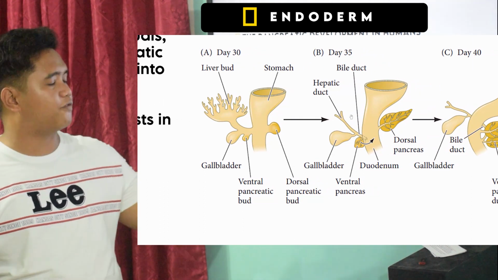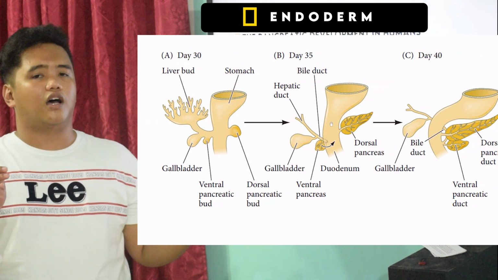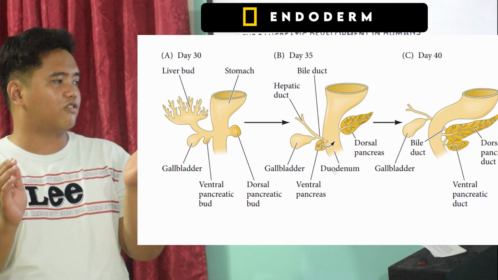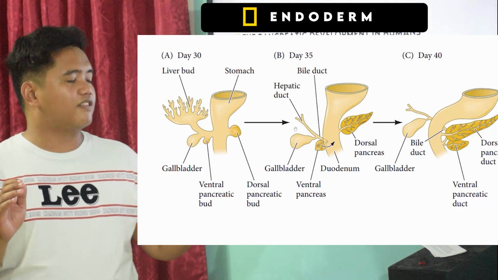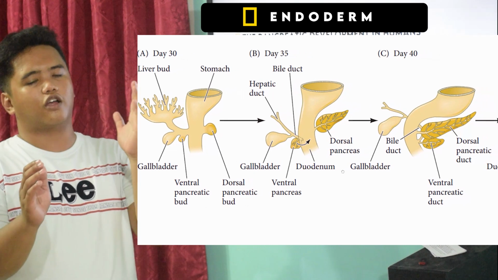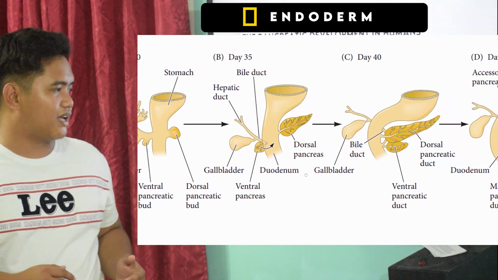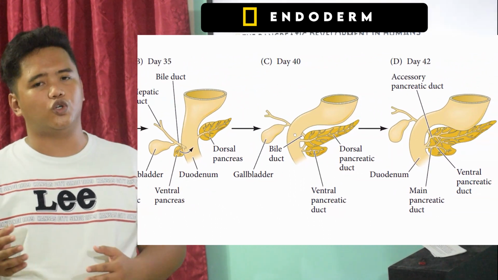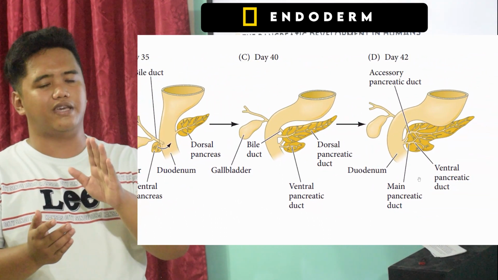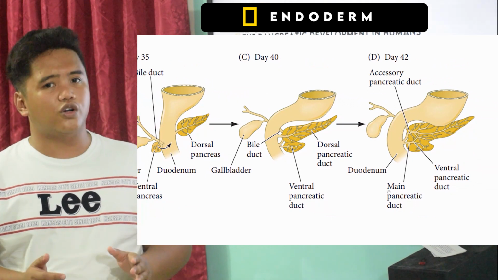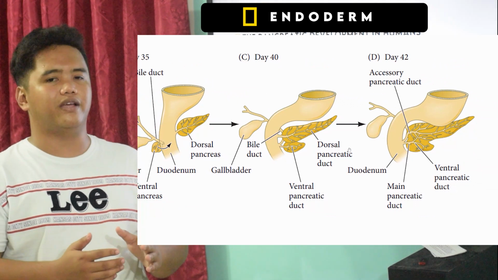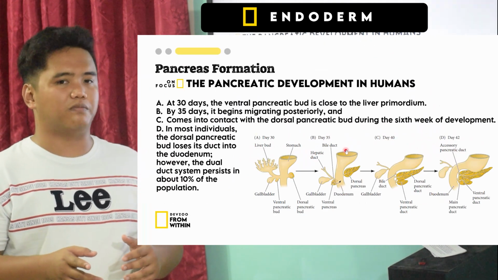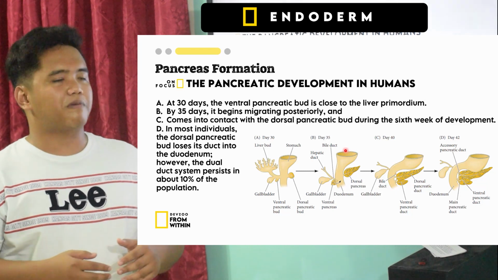So at day 35, they start to migrate. It is because the rotation of the stomach occurs in this day. So as the stomach rotates, it brings the ventral part closer to the dorsal pancreatic duct. Then by the 6th week of development, the two pancreatic ducts will start to be in contact, and at day 42, they will fuse together, forming the pancreas that we have now. So in humans, only one functioning duct will remain.